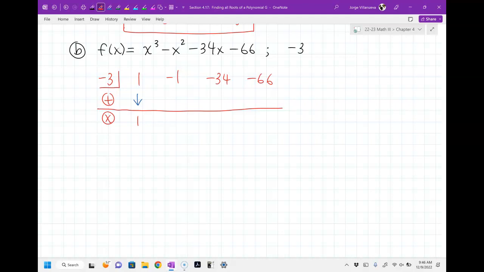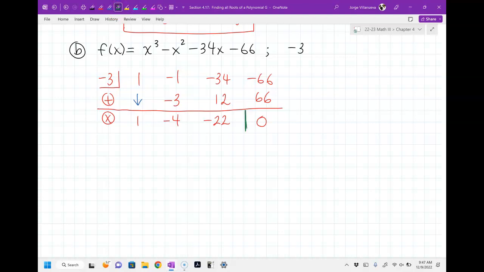So if we drop the 1, negative 3 times 1 is negative 3. Okay, so you can write that negative 3 up on top. Negative 1 plus negative 3 is negative 4. Okay, negative 3 times negative 4 is a positive 12. Negative 34 plus 12 is a negative 22. And a negative 3 times negative 22 is a 66. And negative 66 plus 66 is a 0.